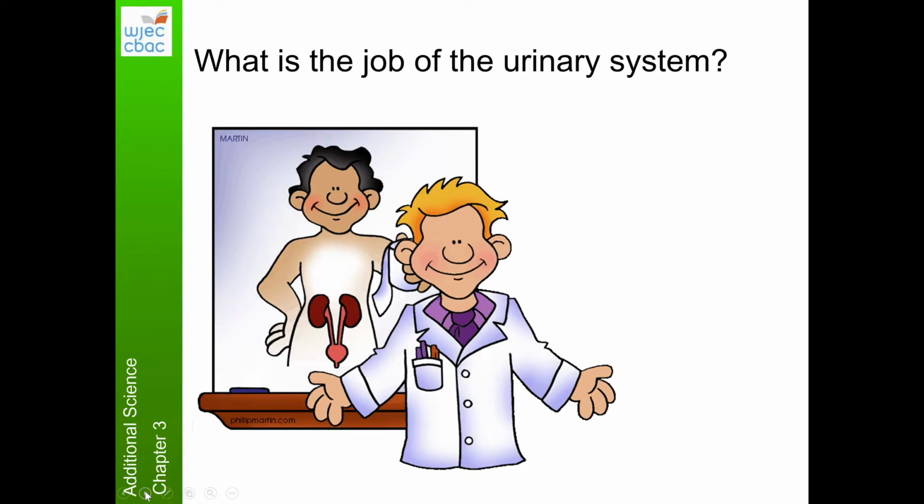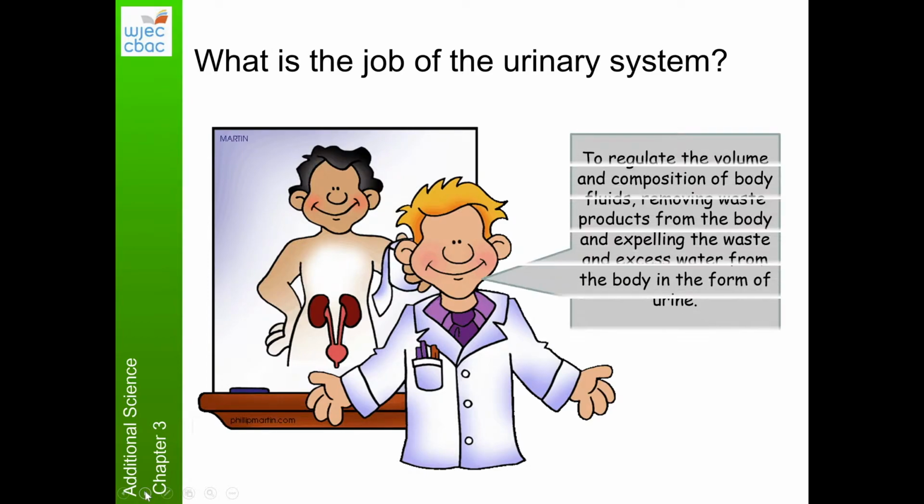So in your booklet, when you do get them, on the very first page is a question, and it says, what is the job of your urinary system? The urinary system basically regulates the volume and composition of body fluids. It removes waste products from the body, and it expels the waste and excess water from the body in the form of urine. So this is just a posh way of saying it gets rid of your urine, but it's about regulating the amount of body fluids and what's in those body fluids, making sure that we're not removing essential things that the body could need. There's no point in eating food, digesting it to glucose, and then passing that glucose out of the body. That would be a complete waste.